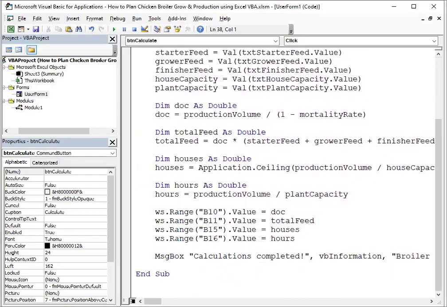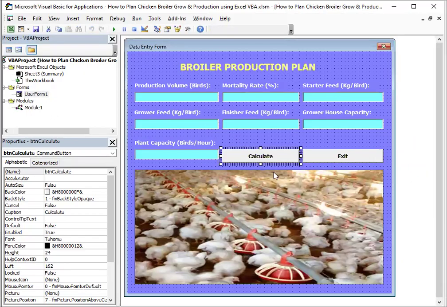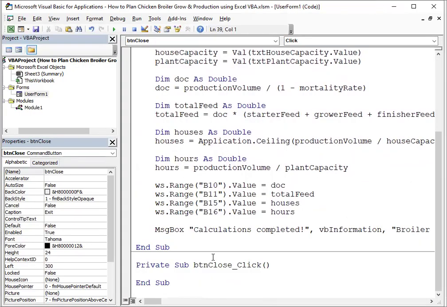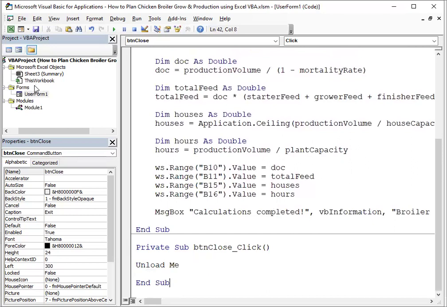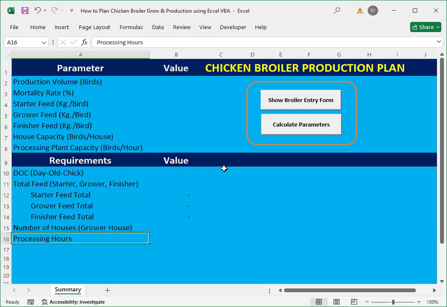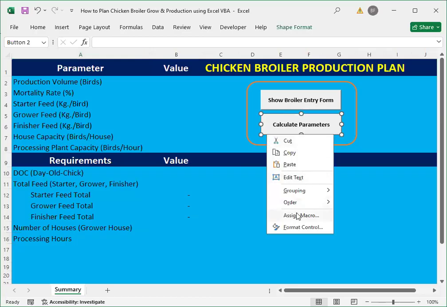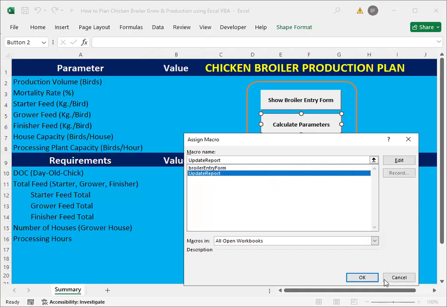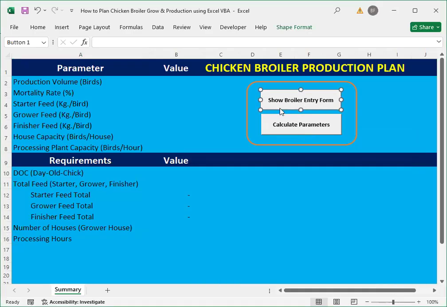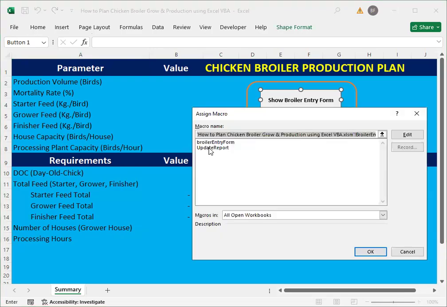Just one more. I'm going to exit this one. Exit. This would be unload me. Simple as that. Unload me. That's it. End sub. All right. Now let me go back. Now I'm going to assign the macro for this. Assign macro. It would be the update report. Click OK. And the show entry form. Assign the broiler entry form.